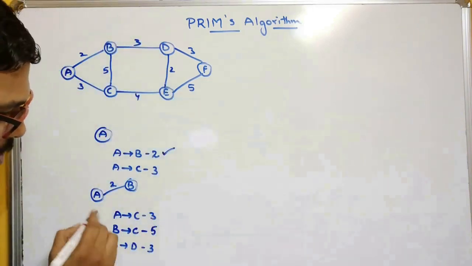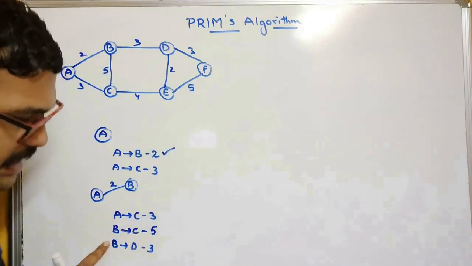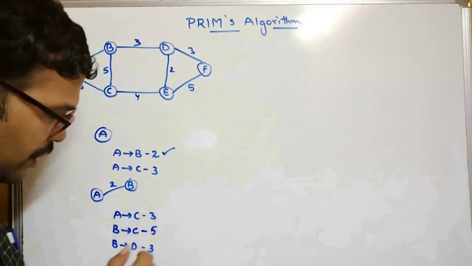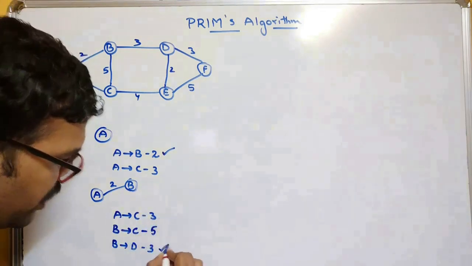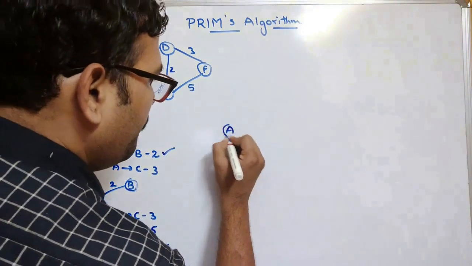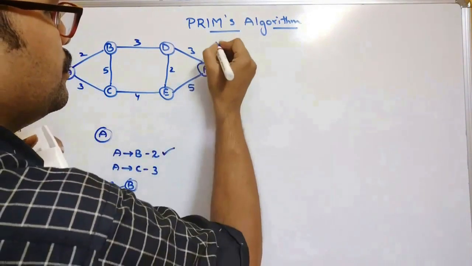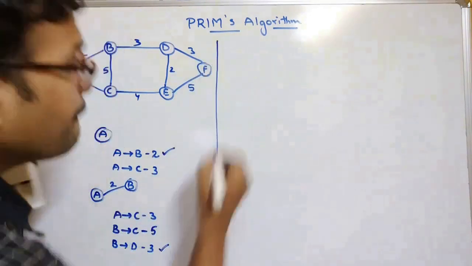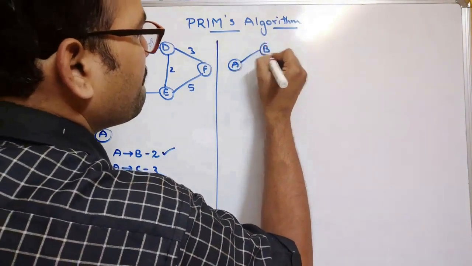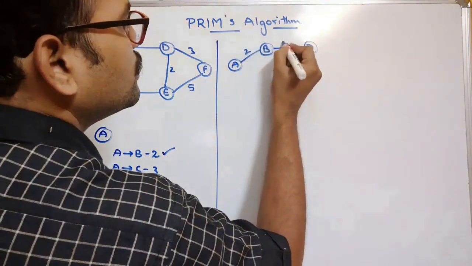Now what happens among these? We have two edges with a minimum cost of 3, so you can select any edge, no problem. So I will select this one, B to D. Now the tree will be A followed by B, B to D. So the edges are 2, 3.